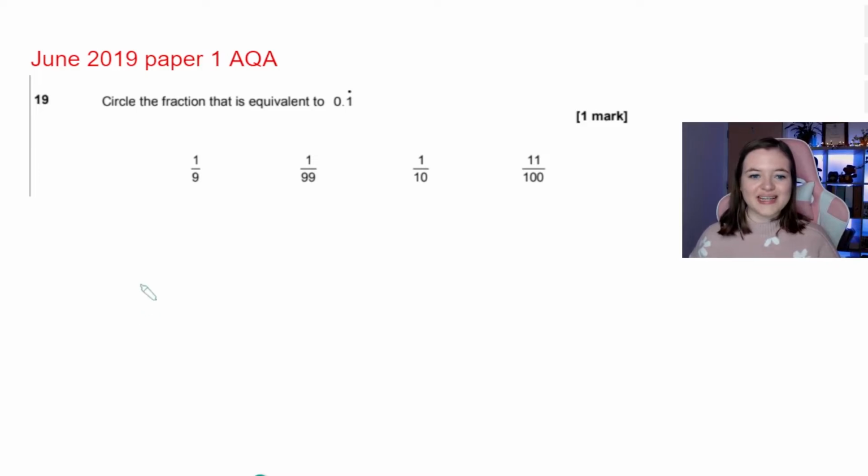Okay, question 19. Circle the fraction that is equivalent to 0.1 recurring. So we know the steps at this point. Make it equal to x. x is equal to 0.1 recurring.